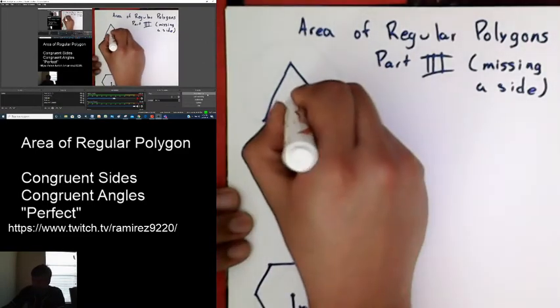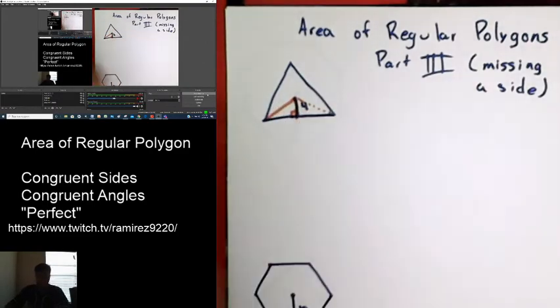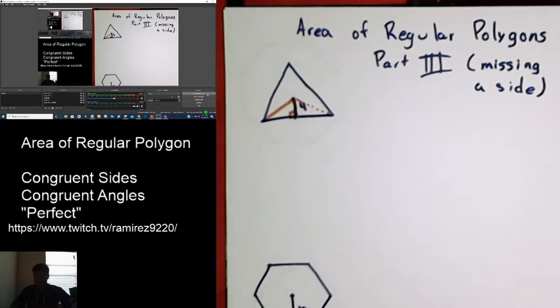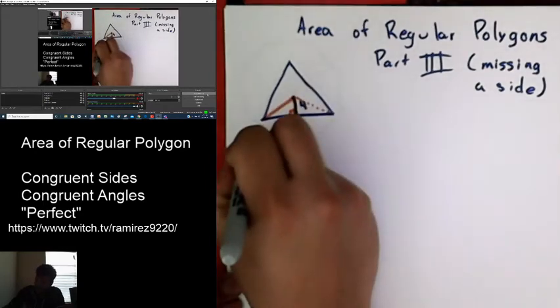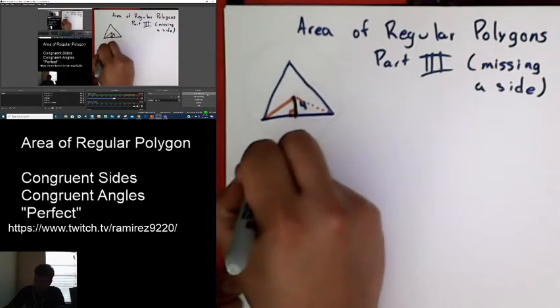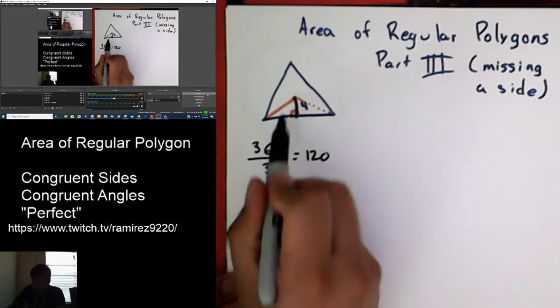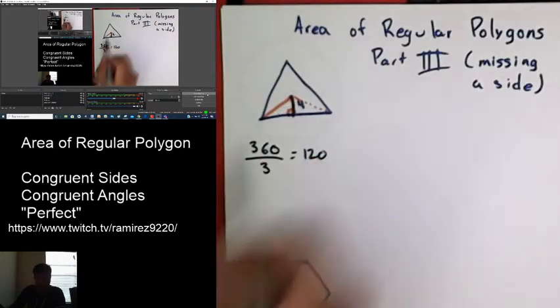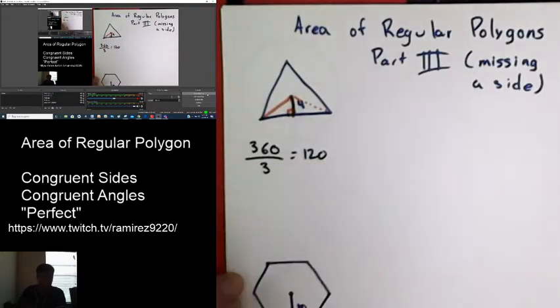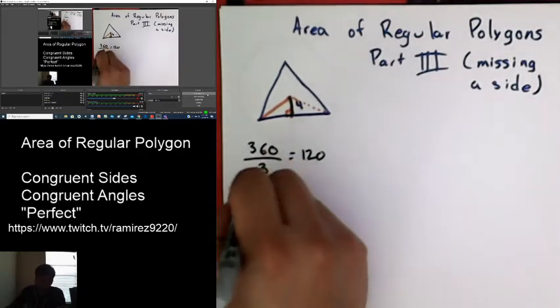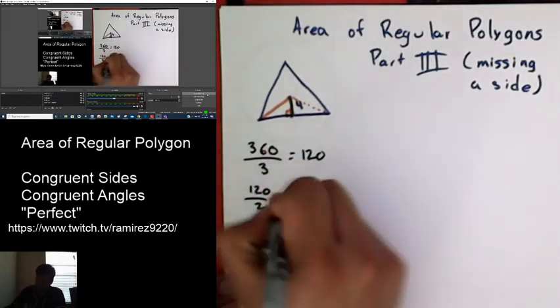Now, we're still going to do the same thing, in which we're going to do 360 divided by the number of sides. So in this case, it's going to be 360 divided by 3, so that's 120. But 120 is this big angle here. I want just that piece. Your apothem cuts it in half. So 120 divided by 2, that's 60.